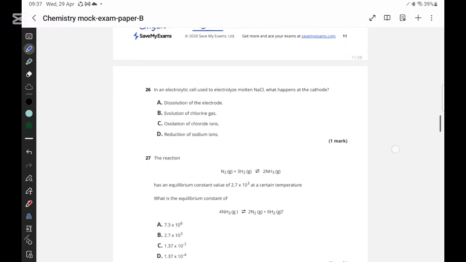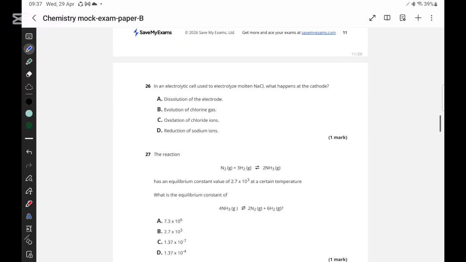So for the next question, in an electrolytic cell used to electrolyze molten NaCl, what happens at the cathode? In molten NaCl we have Na positive and chloride ion negative. Because it is not aqueous, we will not be having the water. So at cathode reduction takes place, and at anode oxidation takes place. So at cathode, what is going to happen?